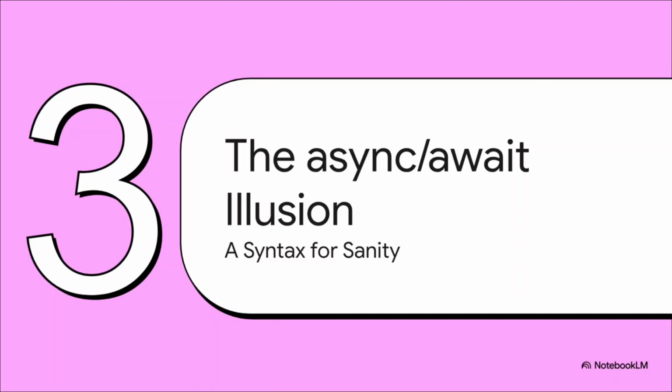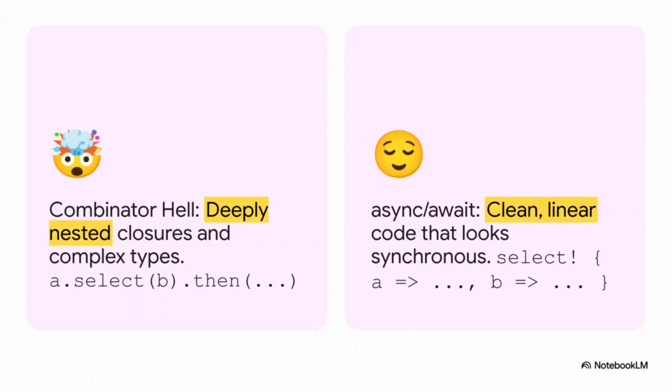So welcome to what I like to call the async/await illusion. Just look at the difference here. It is absolutely night and day. On the left, you see that twisted combinator code we were just talking about. On the right, doing the exact same thing with async/await, it just looks like normal, clean, sequential code. All the horrible nesting is gone. You can just read it from top to bottom. This was nothing short of a revolution for developer productivity.